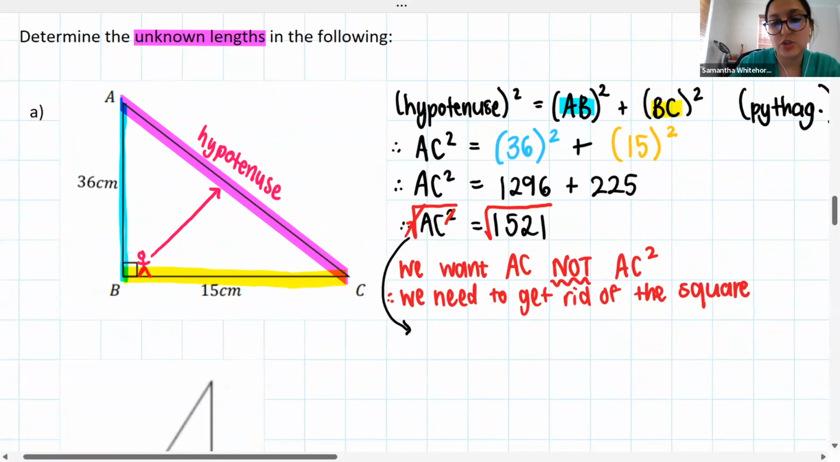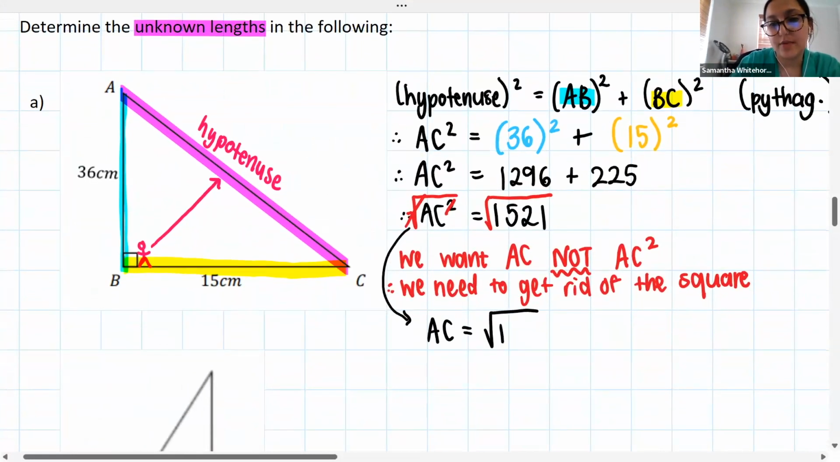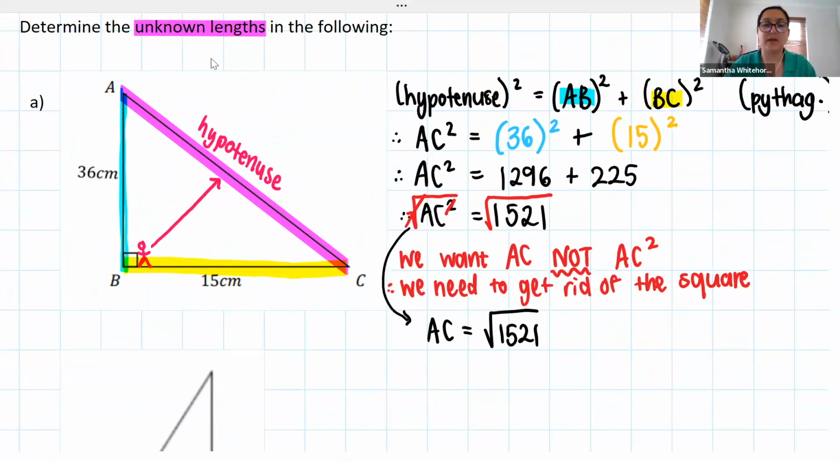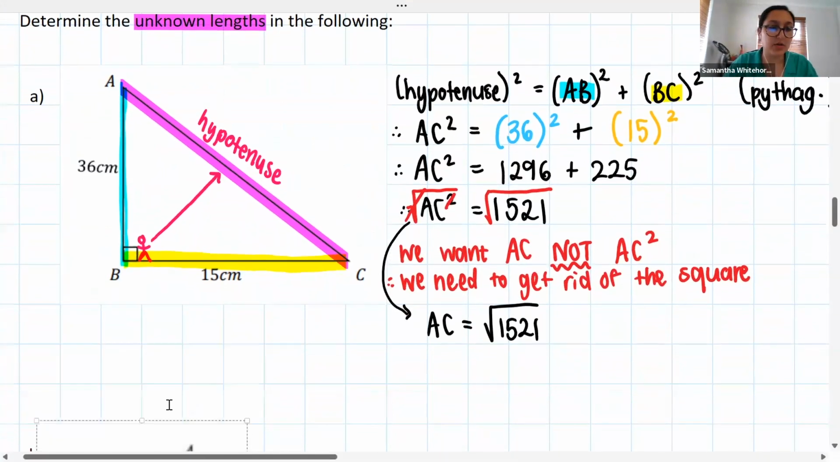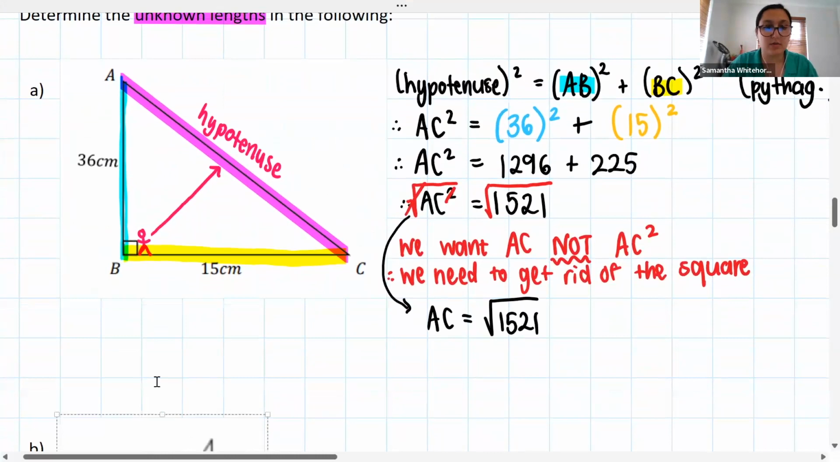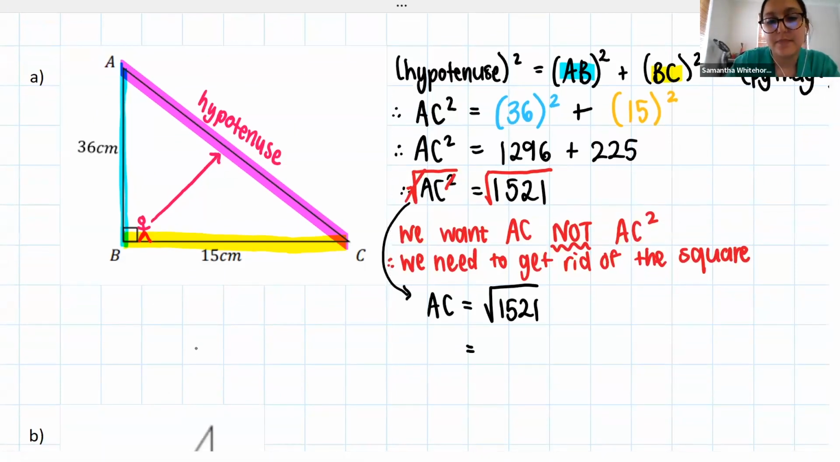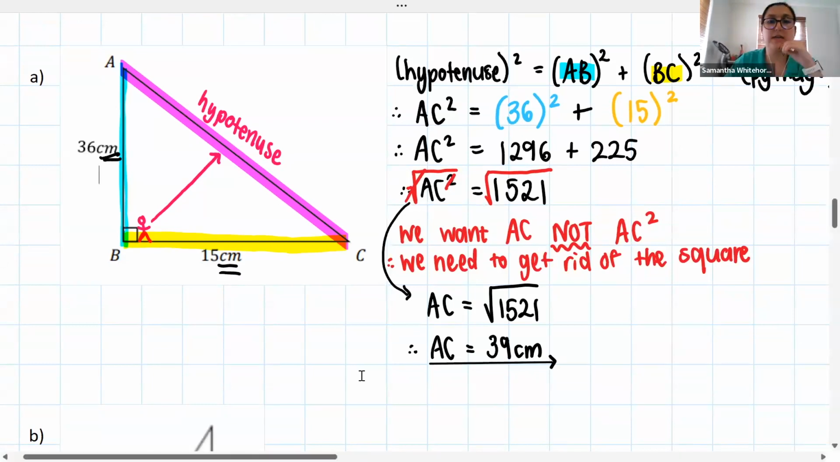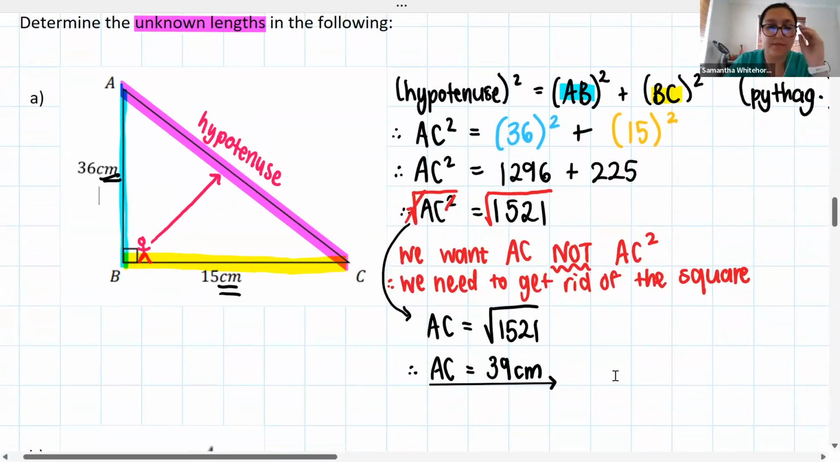And so what we now want is the square root of 1,521. Now you do that on your calculator. There's nothing we need to stress about. We just square root that value and we get a final answer for AC of 39 centimeters. Now I knew it was centimeters because my question had centimeters in it. And so I knew what my unit for my answer needed to be.